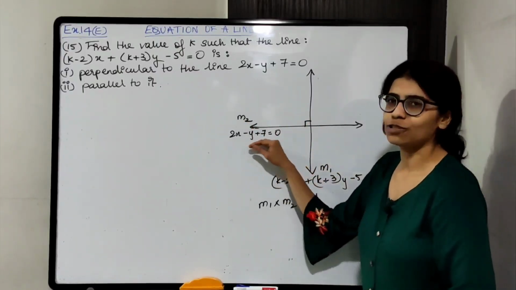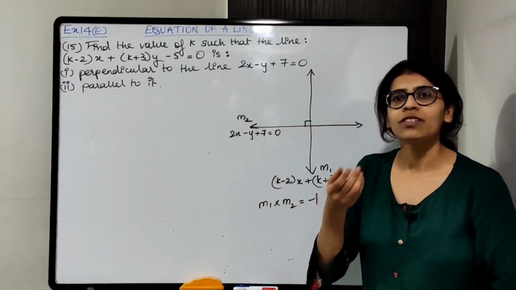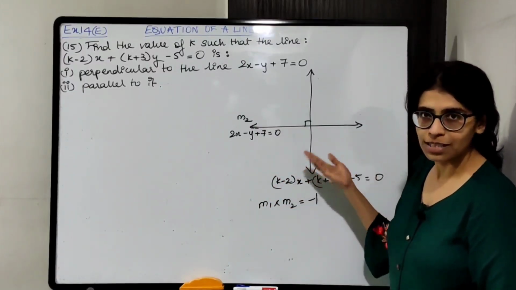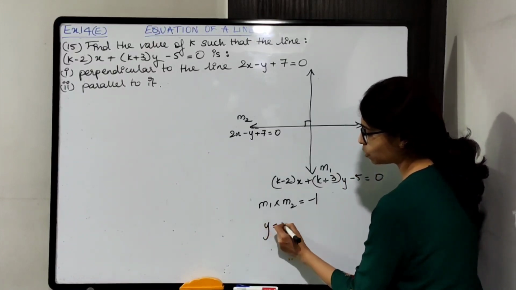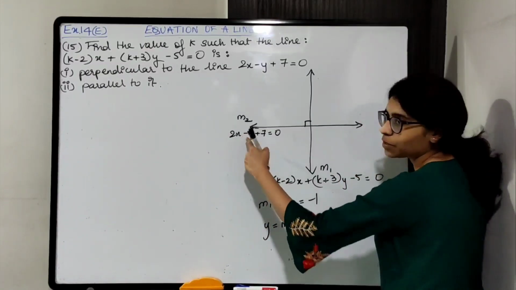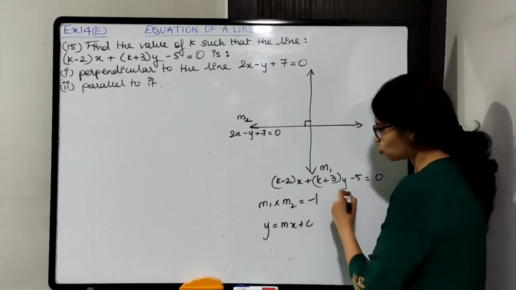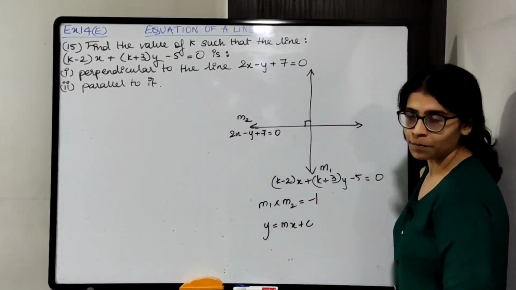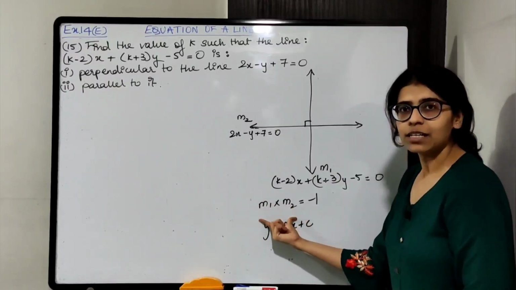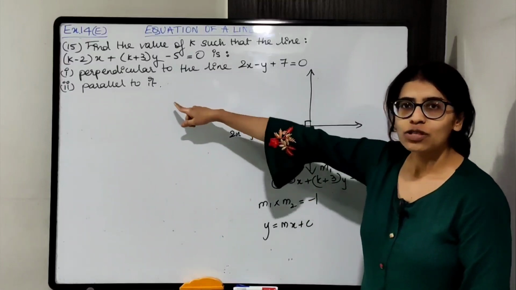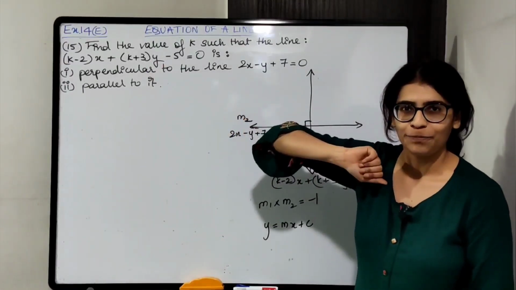From their equations. Bring the equation in standard form, that is y equals mx plus c. Same thing for this equation. Find out the values of the slopes. Whatever slope you get for this and for this, put m1 and m2, solve, and you will get the value of k. Second condition is when both the lines are parallel.